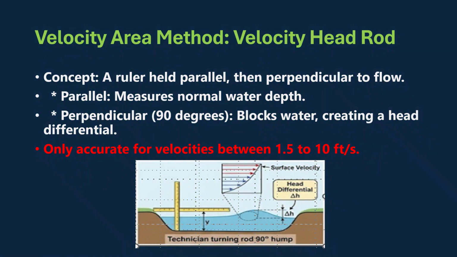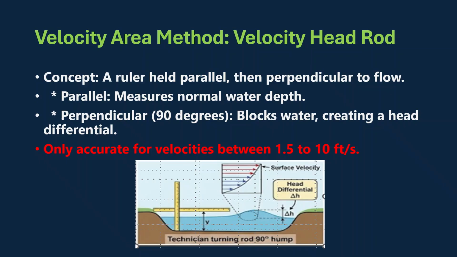the velocity. For your exam, you can memorize the working limit. The velocity head rod is only accurate if the water is moving between 1.5 and 10 feet per second. If it is lower than 1.5, the hump is simply too small to measure accurately.